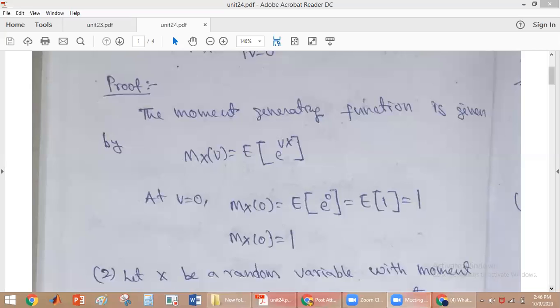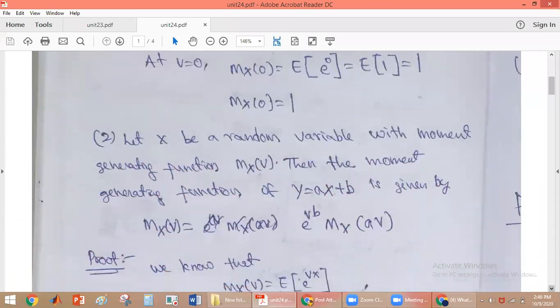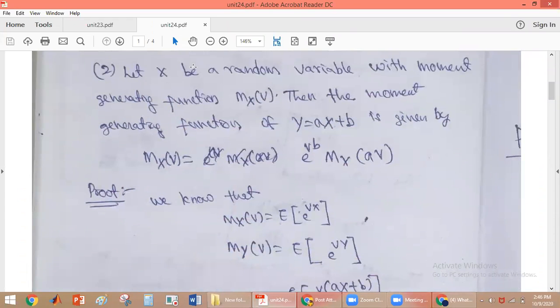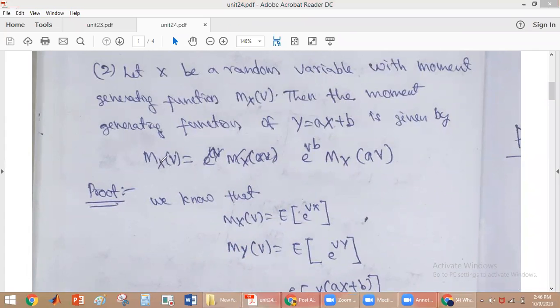Now we see the second property. The second property says: let X be a random variable with moment generating function M_X(v). Then the moment generating function of Y equal to aX plus b is given as M_Y(v), which is equal to e power vb times M_X(av). Students, there was a mistake earlier here.